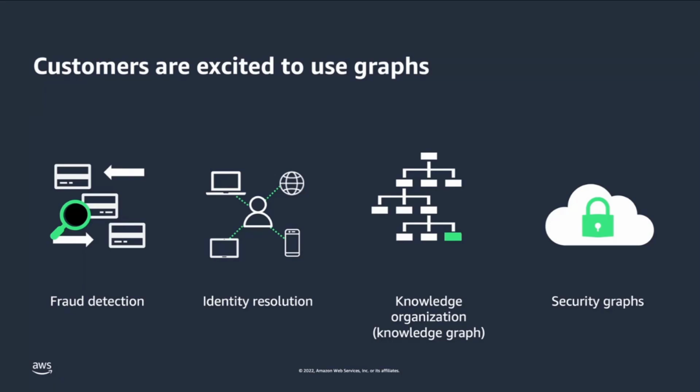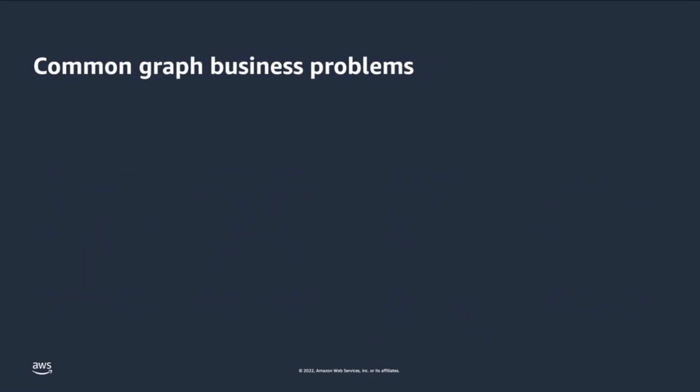So that's kind of one way we can look at security graphs. This is a really interesting and fast upcoming segment for graph-based solutions. So what are some other common business problems that we work with customers on, when we think about graph type problems really needing highly connected data?